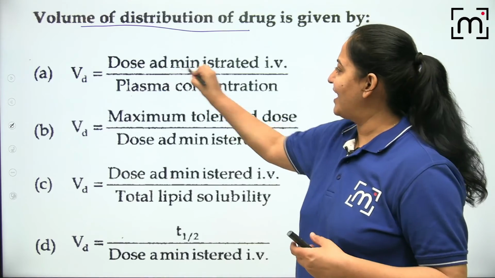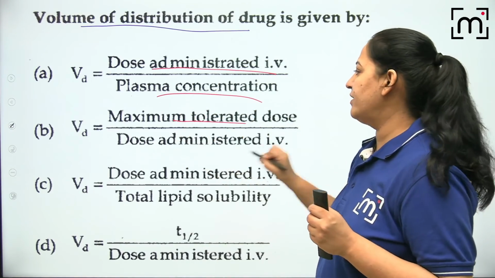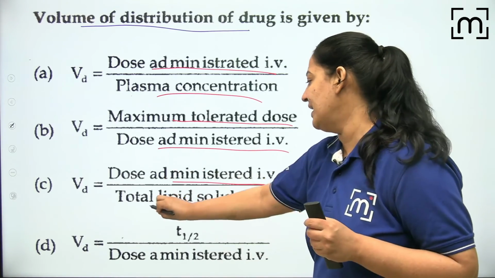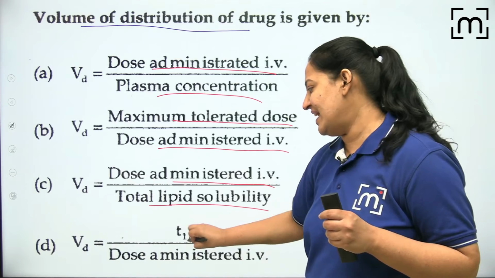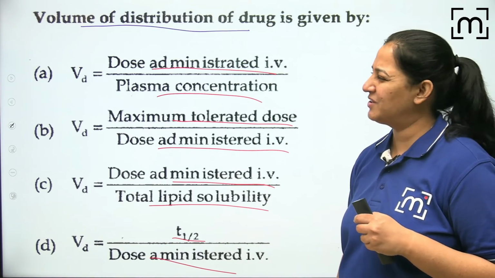So is it dose administered IV upon plasma concentration of the drug, or is it maximum tolerated dose upon dose administered IV, or is it dose administered IV upon lipid solubility of the drug, or is it T half of the drug upon dose administered IV? Can you tell me? I guess the question is very easy.